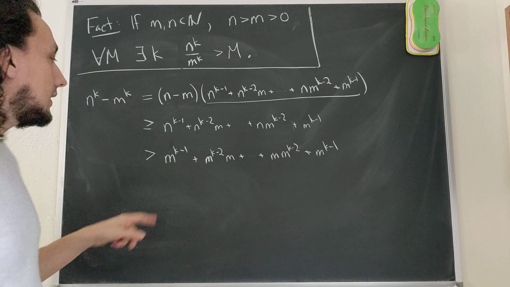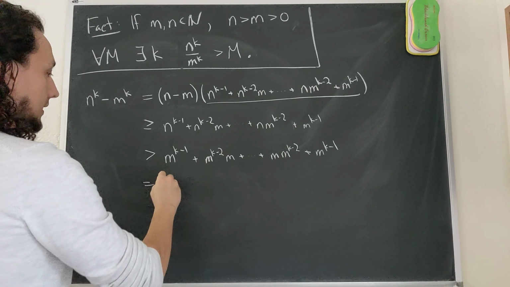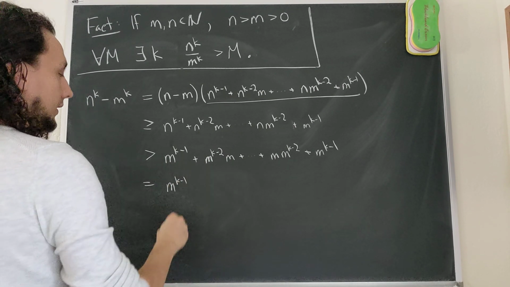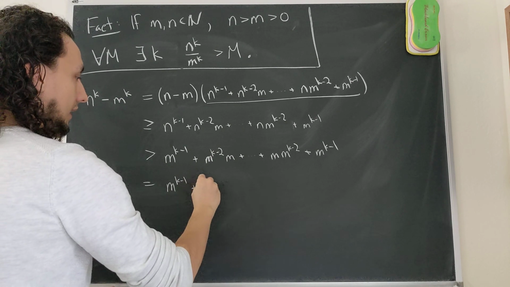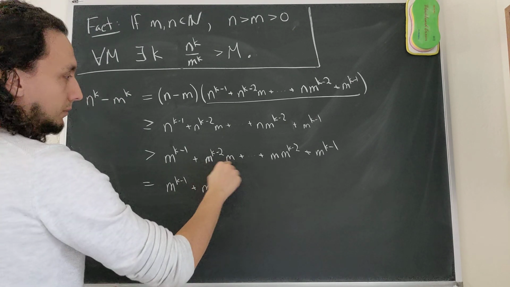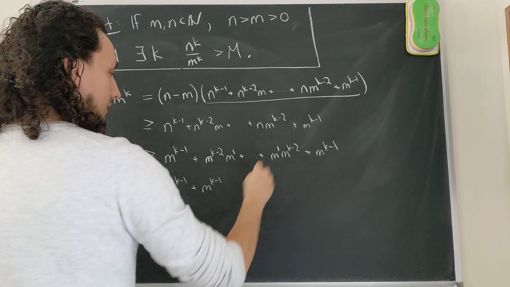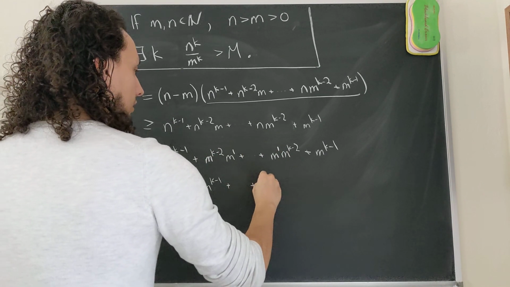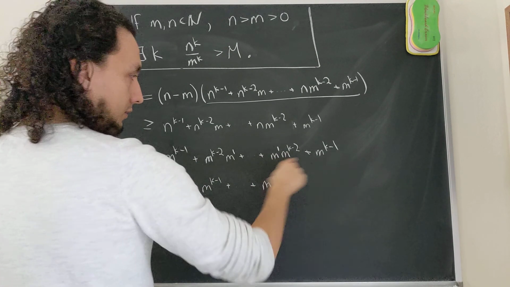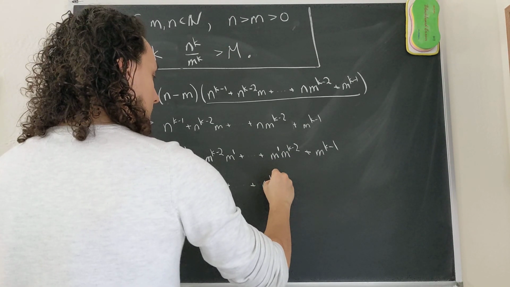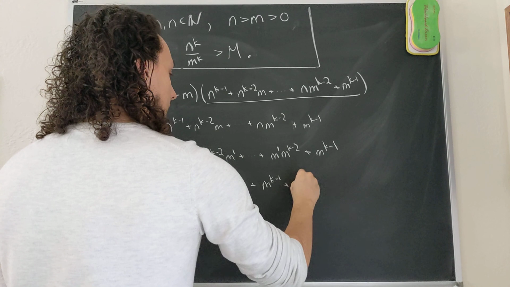But now this is a convenient expression, because this is m to the k minus 1. This is m to the k minus 1, right? When you multiply, you add the exponents. This is an exponent of 1. So is this. And in general, all of these terms in the sum just simplify to m to the k minus 1.